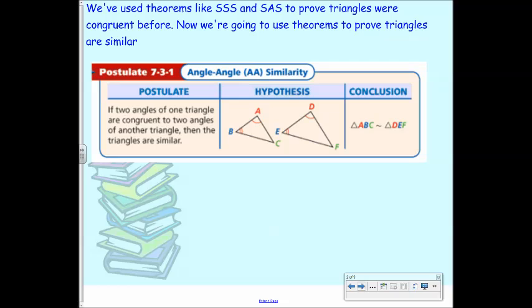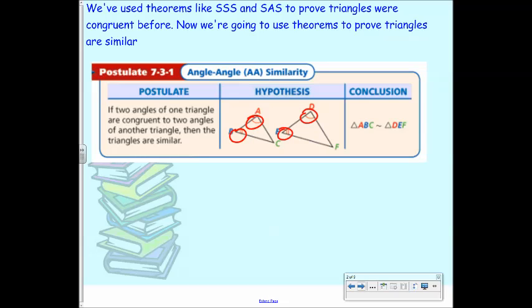Okay, so if two angles of one triangle are congruent to two angles of another triangle, then the triangles are similar. So it's enough to say if you have two angles, then they must be similar. So we just need A and B and D and E here to prove that those two triangles are similar.